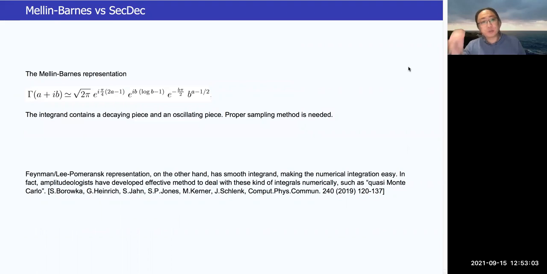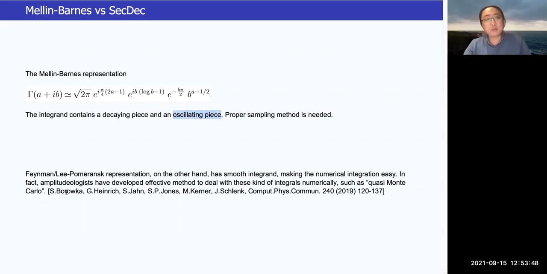So let's compare these two methods. The Mellin-Barnes representation needs you to integrate gamma functions along the imaginary axis. If you look at this expression, this is the large B behavior. There's a decay piece, but there's also an oscillating piece. Because of this oscillating piece, it's not very easy to do the numerical evaluation of the integrals. It's oscillating, it's not too smooth. You have to sample properly. You need enough points to be able to sample this oscillation.